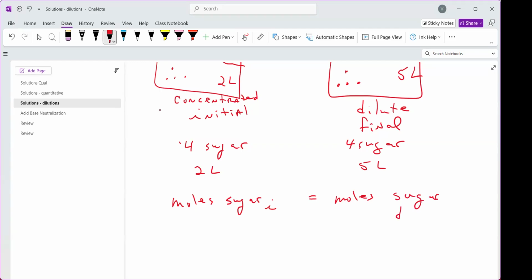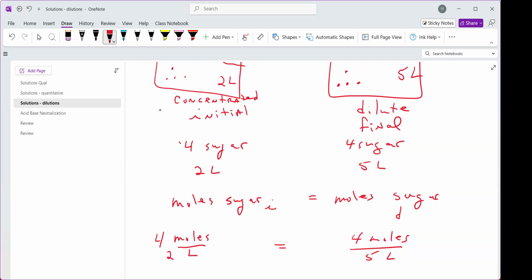So the initial moles of sugar equals the final moles of sugar, or the concentrated sugar equals diluted sugar. Moles. So if we looked at moles per liter concentration, let's say those are 4 moles. We have 4 moles over 2 liters, over 5 liters. Initial or concentrated, final or dilute. Okay, moles stay the same.